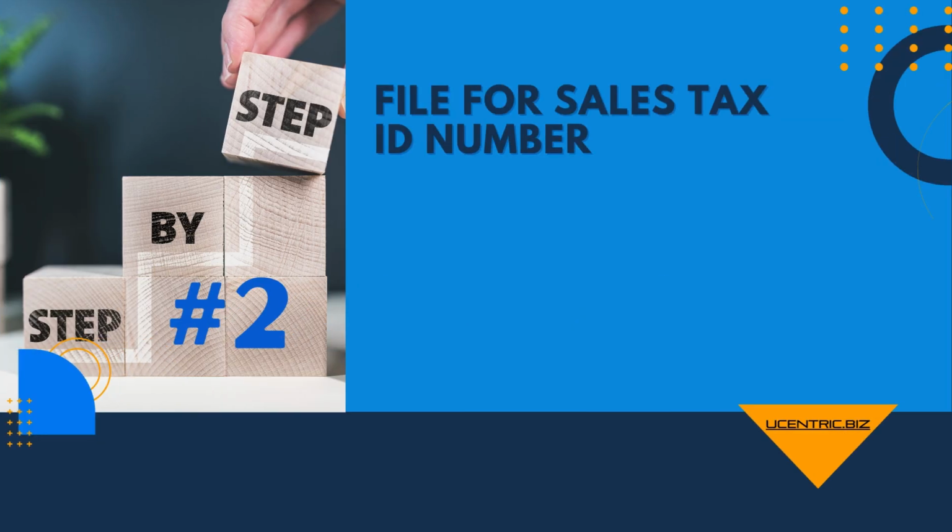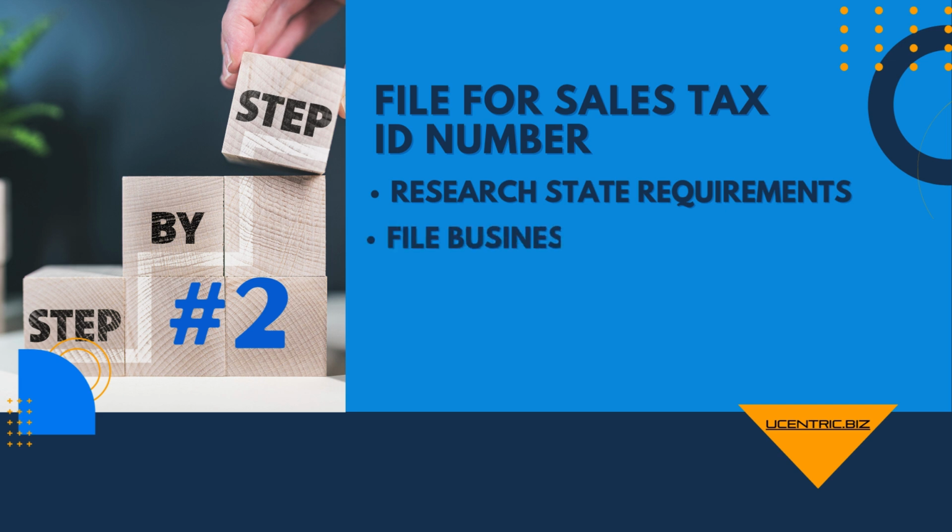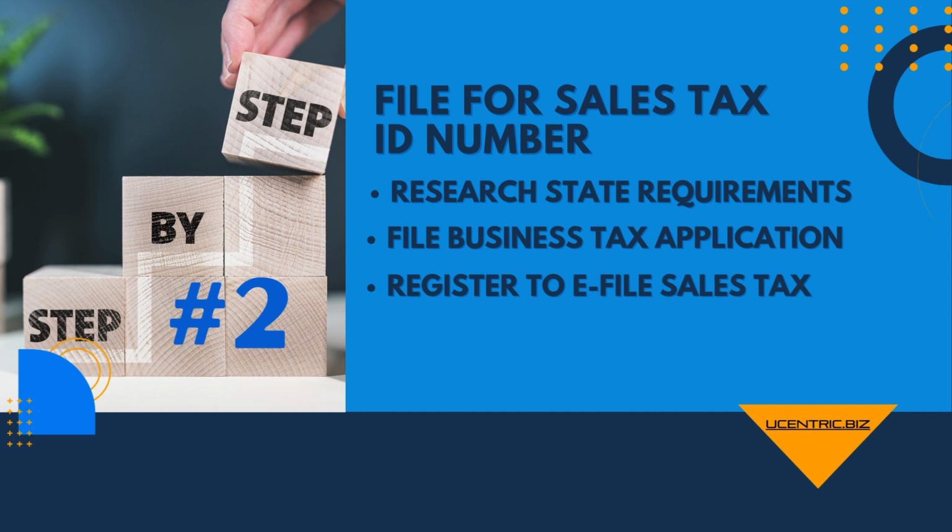All right, so that takes us to our second step, which is to file for a sales tax ID number. And this is admittedly where it gets a bit more complicated. What we need to do is research our state requirements. We're going to need to file a business tax application. We also are going to have the opportunity to register to e-file our sales tax returns and even register to be able to pay those taxes electronically. And we'll also have the opportunity to learn what our sales tax exemption rules are for our particular state.